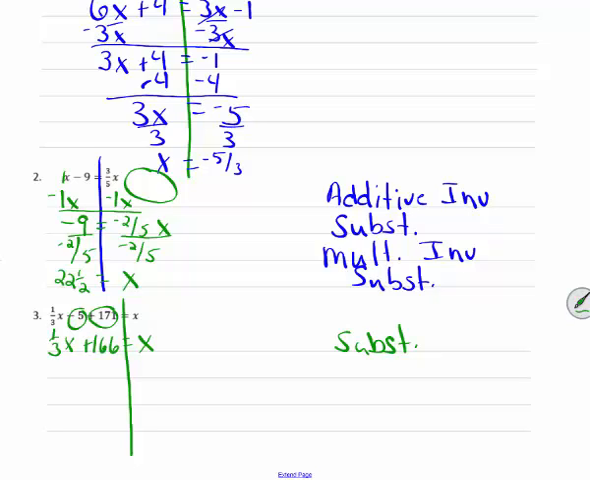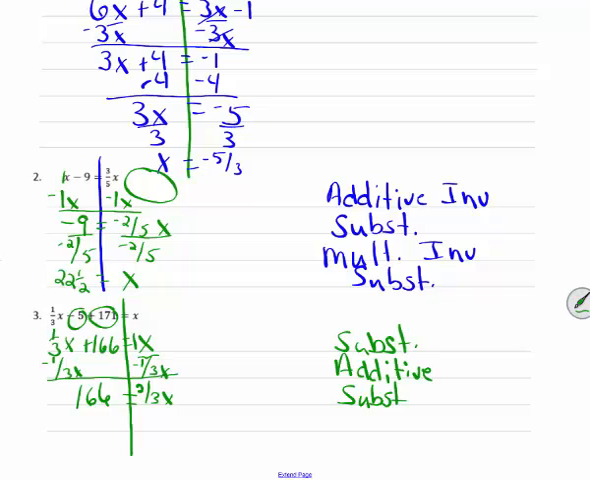Now I have to get my variables on one side. This x is all by itself, which means I have to move the 1/3. You move the one that has the extra number, that has the constant. So it's a positive, so I'm going to subtract. That brings down the 166, and this is really a 1. So 1 minus 1/3 is 2/3 x. So I did an additive inverse, and then I did a substitution.